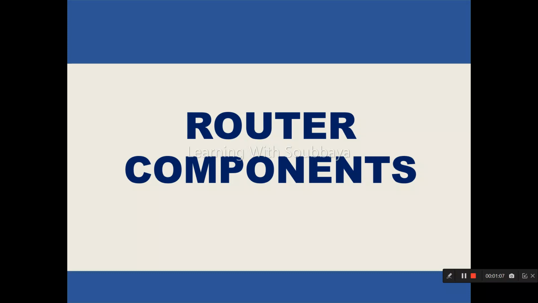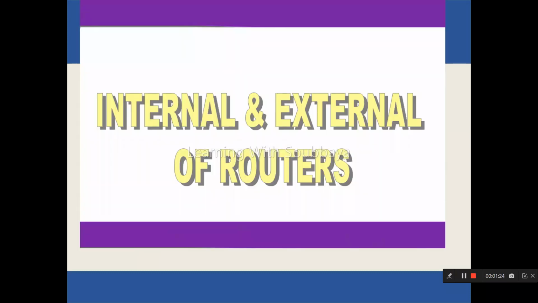So today we are going to discuss about router components. What are the components available in the router? It might be hardware components, right? When I say components here, there are internal components and external components. Internal components means the components which are available inside the router. External components are the components which are available externally. Router components have been classified into internal components and external components.